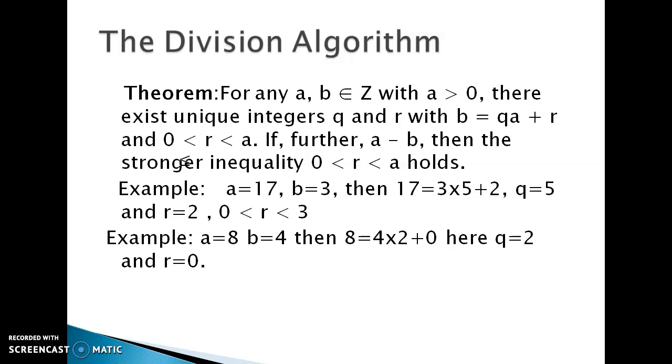Example, if I consider a is equal to 3 and b is equal to 17, then I can write this as 17 is equal to 3 into 5 plus 2. Here q is equal to 5 and r is equal to 2, and the remainder lies between 0 and 3. Another example which I have considered is 8 and 4. Here it is very much clear that 4 completely divides 8 because 4 into 2 is equal to 8. So I have written 8 equal to 4 into 2 plus 0. Here the quotient is equal to 2 and the remainder is equal to 0.